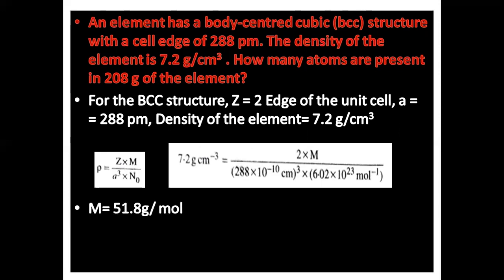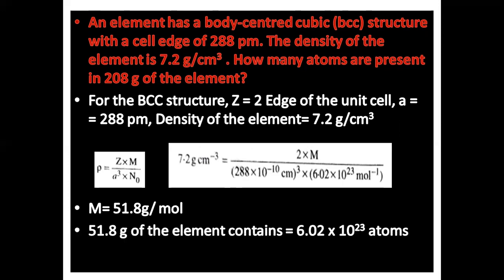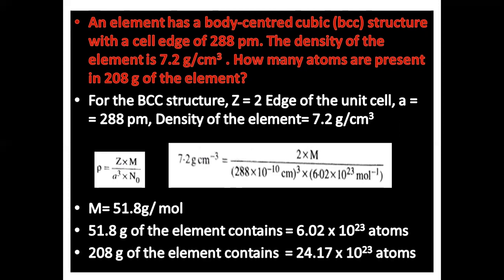Now in this case molar mass is 51.8. It means mass of 51.8 gram of element contains 6.022 into 10 raised to power 23 atoms. From this, we can calculate number of atoms present in 208 gram of element. And answer is 24.17 into 10 raised to power 23 atoms.